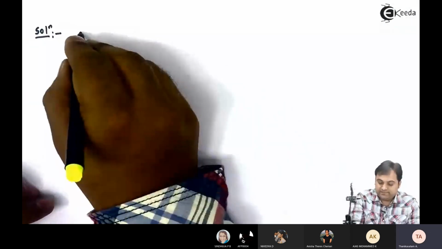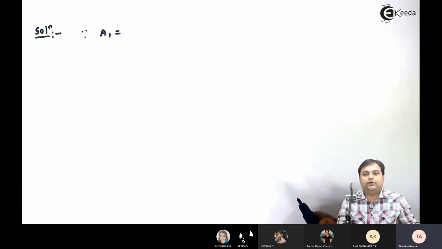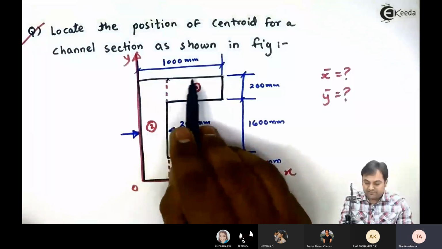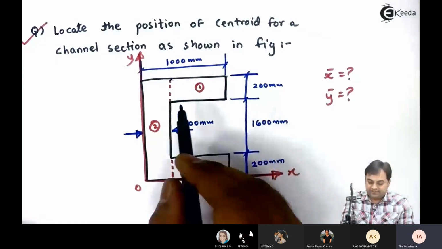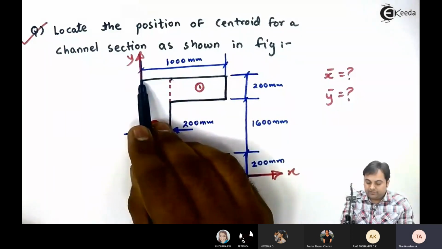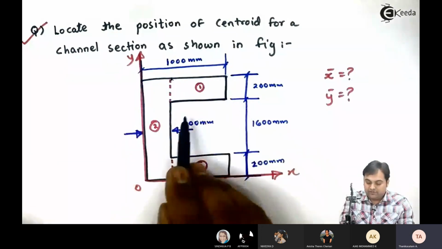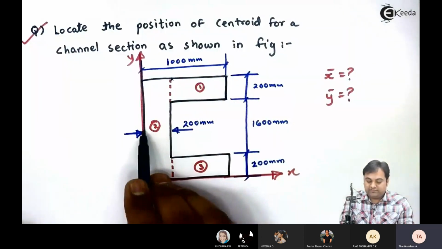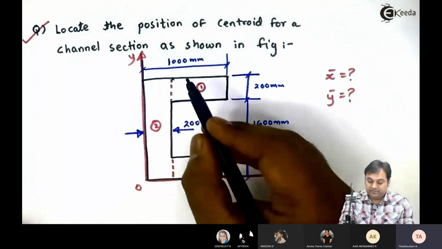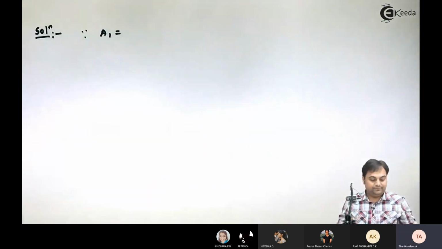Here I'll say that area 1 indicates the area of the first rectangle. As we see, the first rectangle is here. Its width, from this region till here, is given as 1000, and if I subtract 200, which is the width of the web given here, 1000 minus 200 gives me 800. So this portion from here till here for the first rectangle is 800.